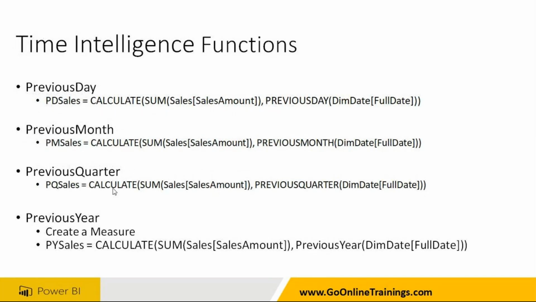Many times people are going to be asking, what is the previous day sales? What is the previous month sales? What is the previous quarter sales? What is the previous year sales? Clear? So if you want to get what is the previous year sales, we have to use calculate function. It is calculating sum of sales amount based on the previous year. I wanted to filter previous year data.